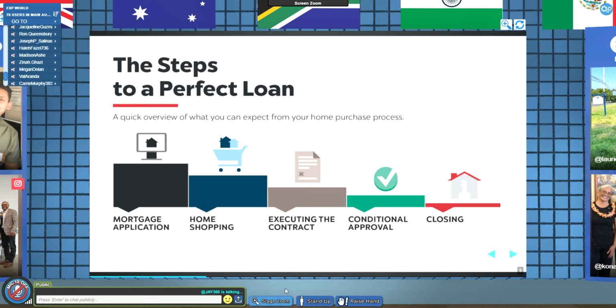The next thing here is, of course, once they get the mortgage application in, get that pre-approval, not a pre-qualification, but a pre-approval. Then we as the lender will hand over the pre-approval to you as the buyer's agent. You go out there and help them shop.